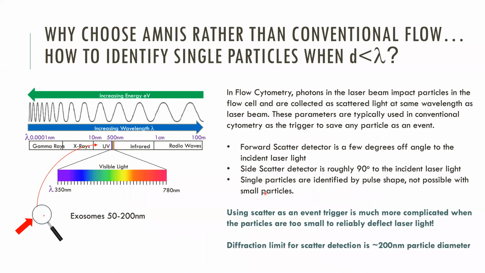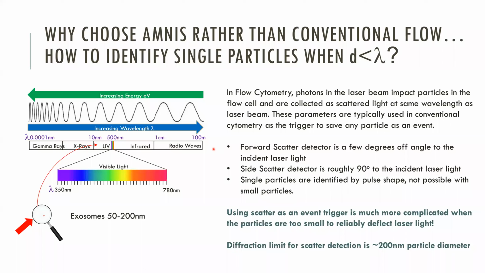So why would you choose to do this using an AMNIS cytometer rather than conventional flow? A lot of this is because the diameter of the particles is so much less than the wavelength of light that we're using. If you look at the spectrum here, you can see that the EVs are well below the wavelength of visible light, which starts at about 350 nanometers. They're within the UV range, just slightly longer than an X-ray. And that makes them difficult to find because they have trouble disrupting the wave of the incident laser light.